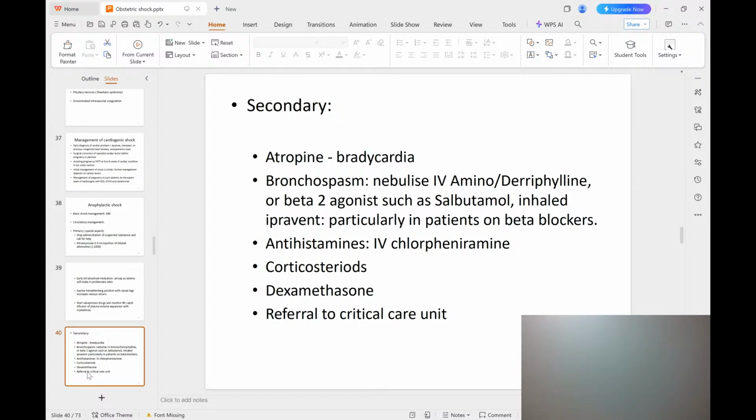If there is bradycardia, we give atropine. In case of bronchospasm, nebulization with salbutamol or ipratropium, antihistamines like IV chlorpheniramine, and corticosteroids. Usually, they are giving injection Avil and injection hydrocortisone, dexamethasone, and then immediate referral to critical care unit.